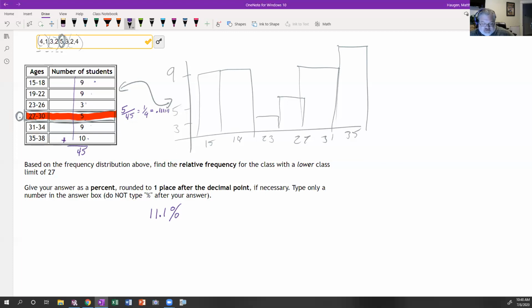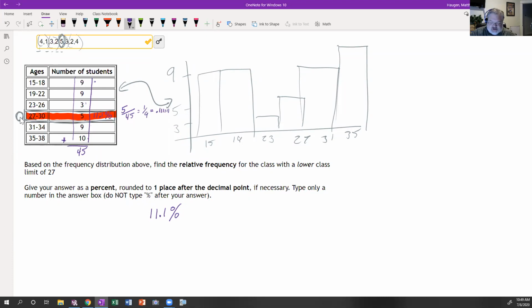Now we could find the relative frequency for all of them. We could turn this into just a good plain old relative frequency table, if we wanted to do it for each class. And that doesn't sound like a terrible thing for us to do. That would be 11.1%. But we could do it for all of them.